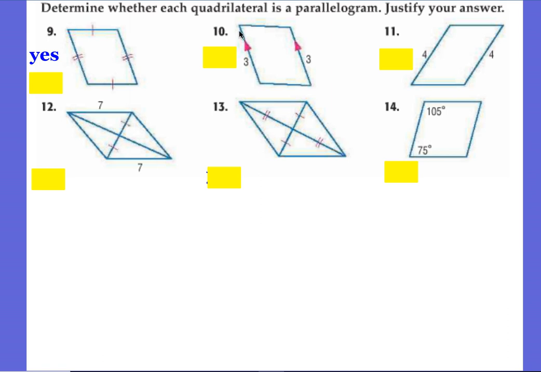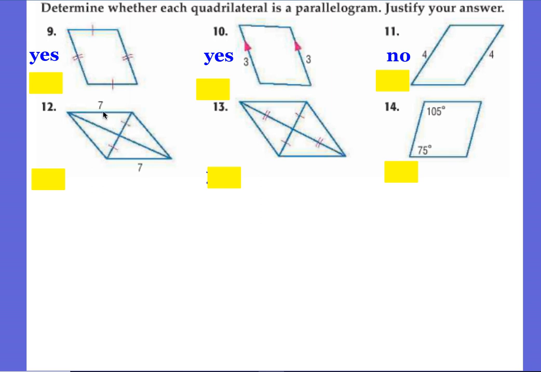In number 10 right here, I see that the one pair of opposite sides is parallel, but that same pair of opposite sides is also the same value of 3. So that's also going to be a parallelogram. In this case, I am shown that one pair of opposite sides is equal to 4 and are congruent to each other. But that's the only information that I've been given. So that's not going to be enough information to show that they are a parallelogram.